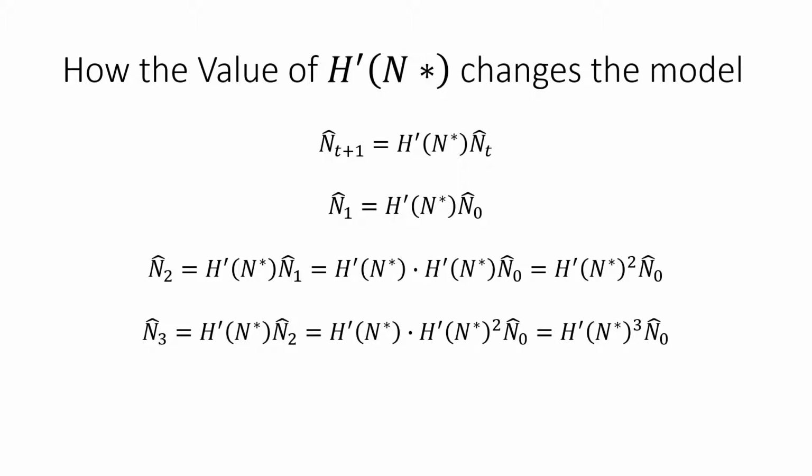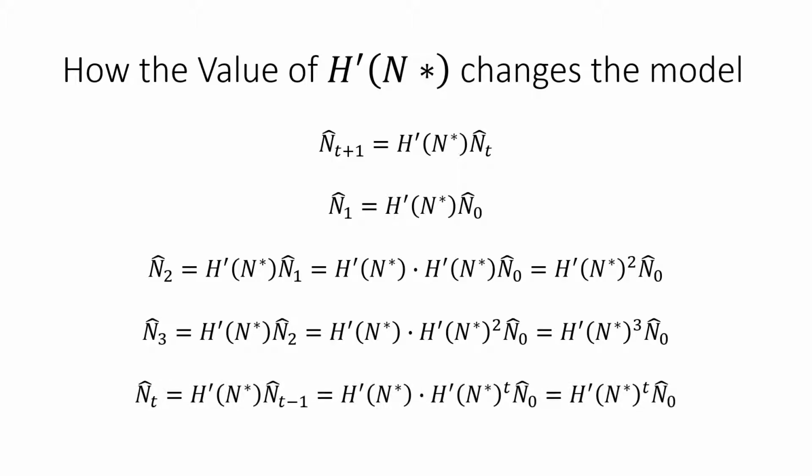Now, in general terms, as this increases up to t, it becomes n hat t+1 is equal to h prime(n star) times n hat t, and we know that n hat t is just h prime(n star) to the power of t times n hat 0. Now this allows us to see how the small change will behave in the model as time goes on.